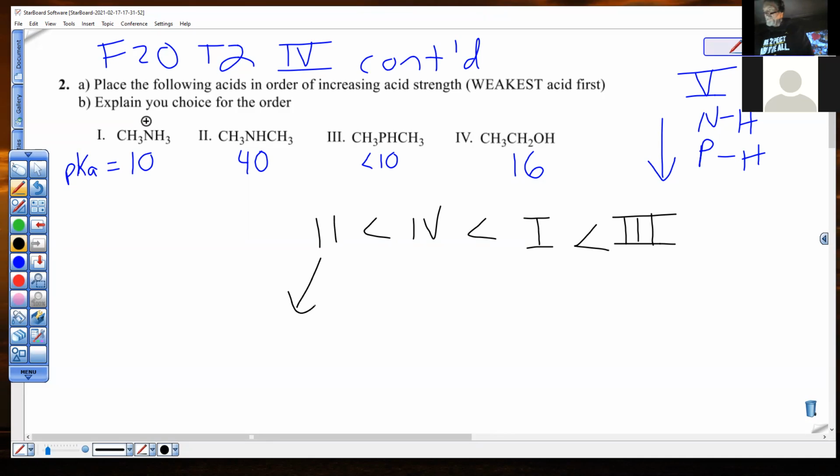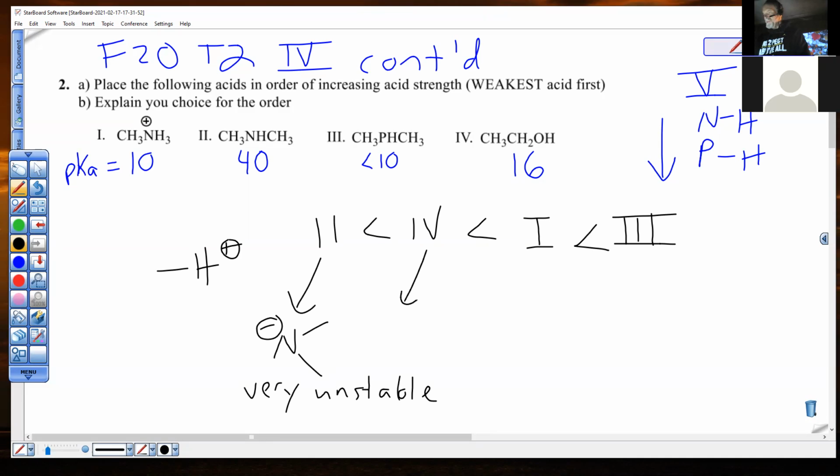And I'll just say N minus is the conjugate base. This is minus H plus in this reaction. Very unstable is part of my answer, because I'm comparing that to this, which becomes N neutral. Let's just write this Z. N neutral. You want to go Lewis? So you got 2 lone pairs to make a minus. More stable.